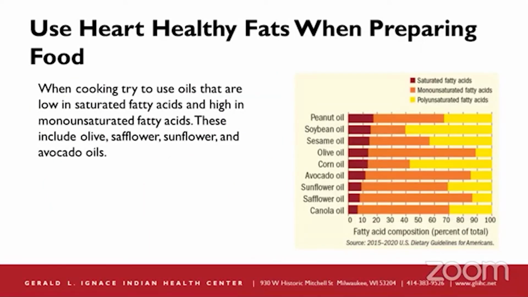Another way to prevent high cholesterol is using heart-healthy fats when preparing food. So when cooking, try to use oils that are low in saturated fatty acids and high in monounsaturated fatty acids. These include olive, safflower, sunflower, and avocado oils. And this little chart here shows the oils with the highest saturated fatty acids.